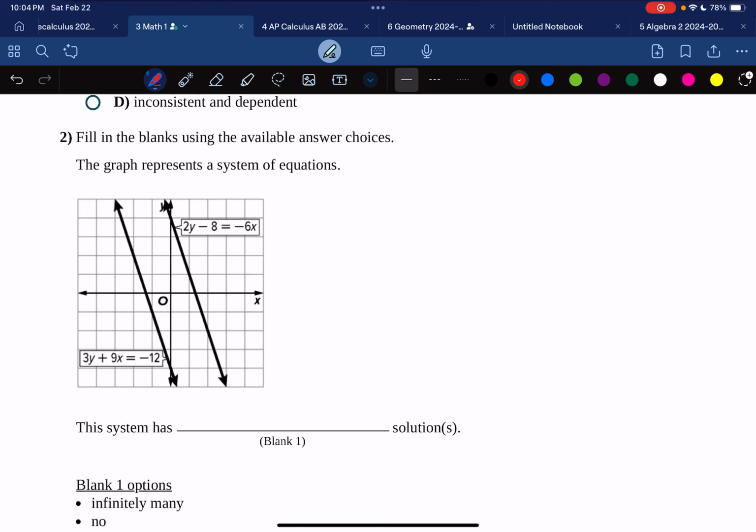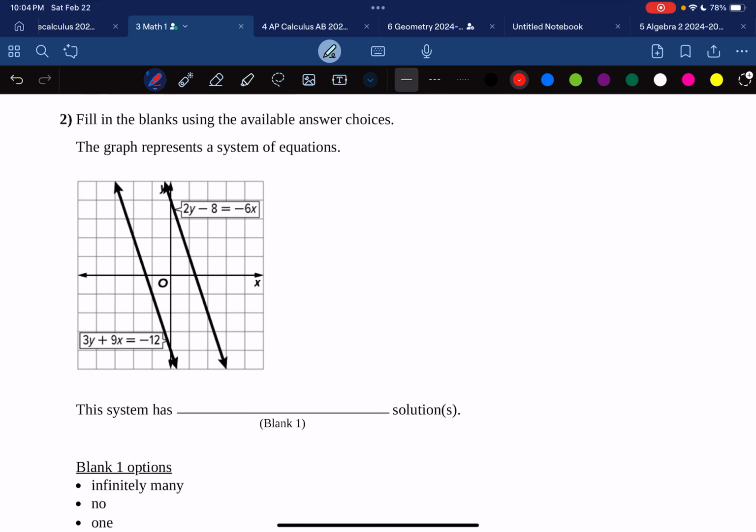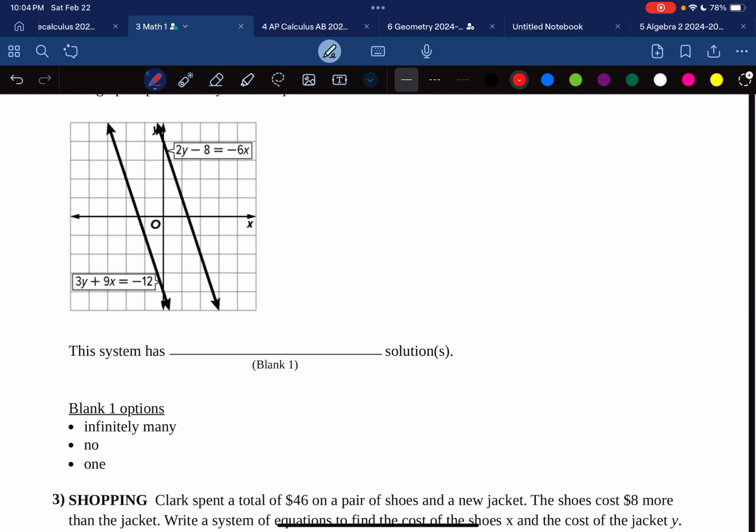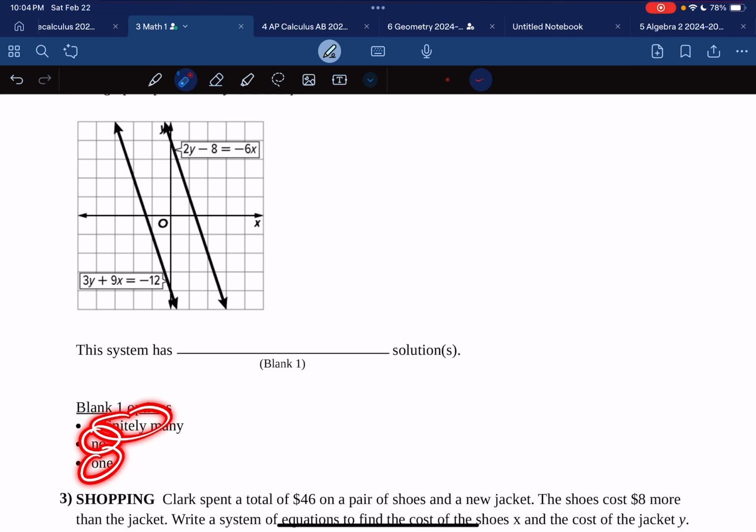Number 2. All right, so the system has how many solutions? Well, there's only 3 options to choose from down here. These are parallel lines. They at least appear to be parallel lines. I'm noticing that the distance between, there's not really a good distance there, is there? Because it's not a lattice point, but they appear to be parallel. Let's go ahead and trust that they're parallel.